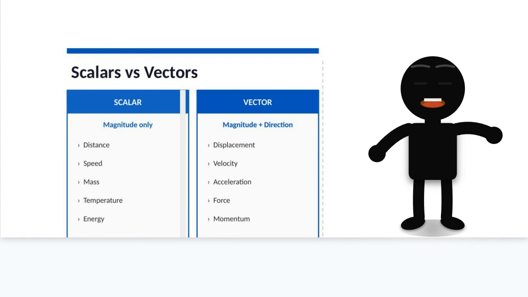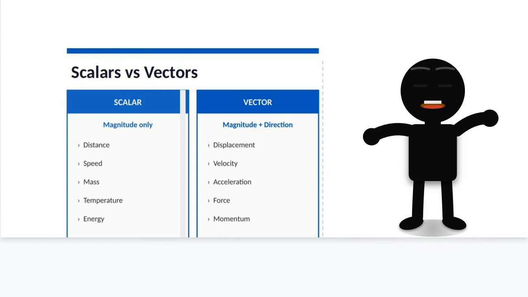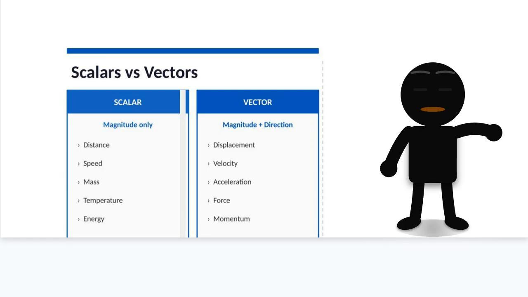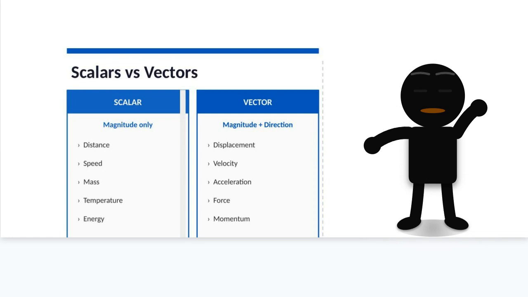Before we go further, we need to understand the difference between scalar and vector quantities. A scalar quantity has only a magnitude, a size. Distance is a scalar. If I say I walked 5 kilometers, that is complete information. You do not need to know which direction. Speed is also a scalar. Temperature, mass, and energy are all scalars.